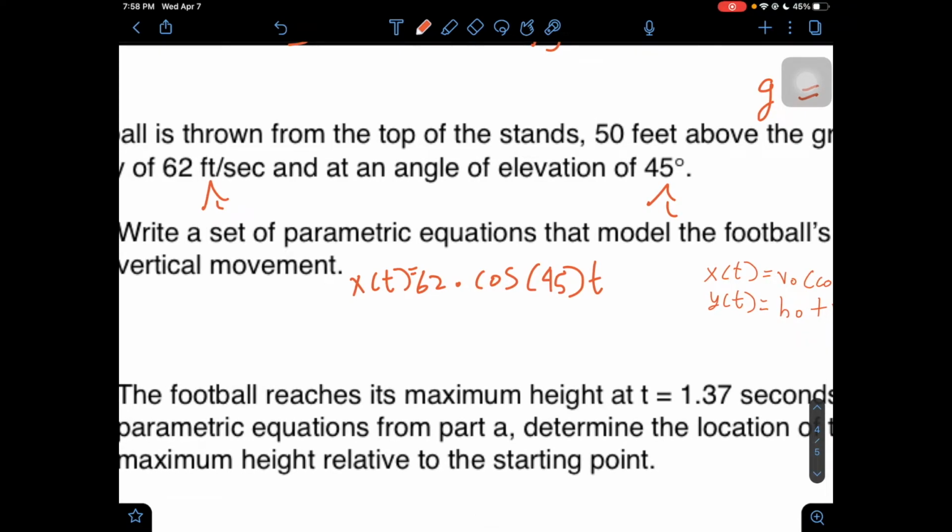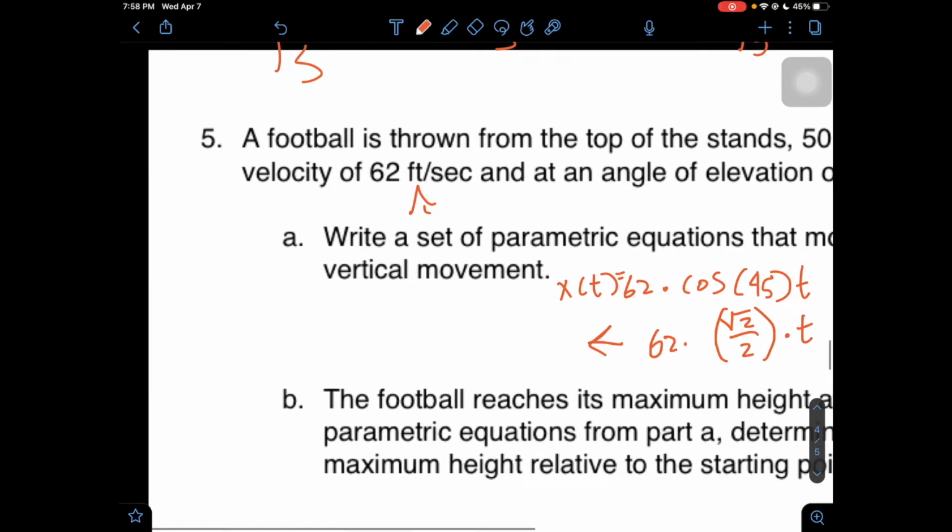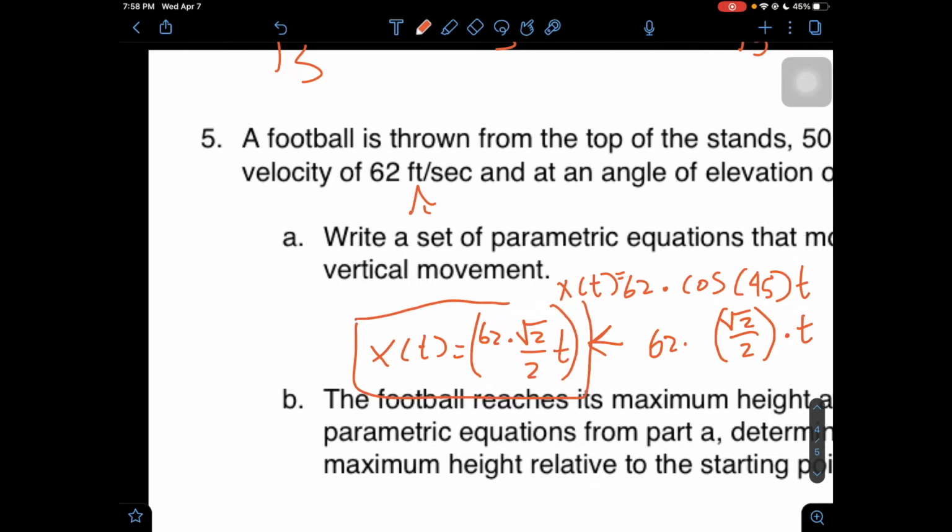the cosine of 45 is about square root of 2 over 2, and we know it's cosine because cosine is the x and sine is the y. But remember we have that 62 in front. So for your x equation, you don't really have to simplify it. This is the simplified form: x of t equals 62 times the square root of 2 over 2 times t. And that is your answer for the x of t.